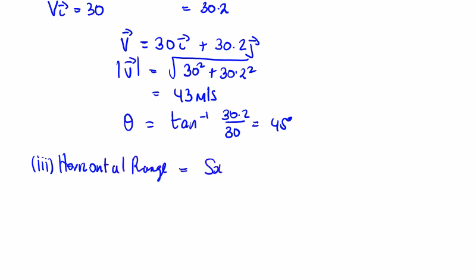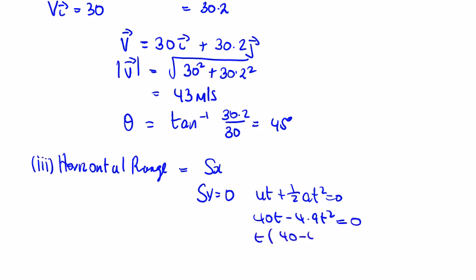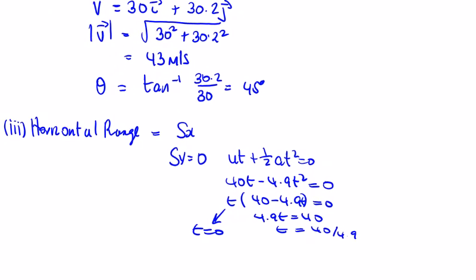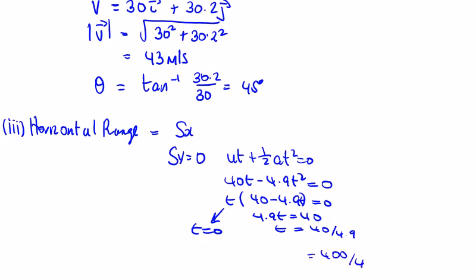Which is equal to s of x. So we need that when s of y is equal to 0. So my ut plus a half at squared is equal to 0. So my 40t minus 4.9t squared, you may have heard the bell, is equal to 0. So t by 40 minus 4.9t equals 0. So my initial t is equal to 0, and 4.9t is equal to 40. T is equal to 40 over 4.9, or 400 over 49, whatever you'd prefer.